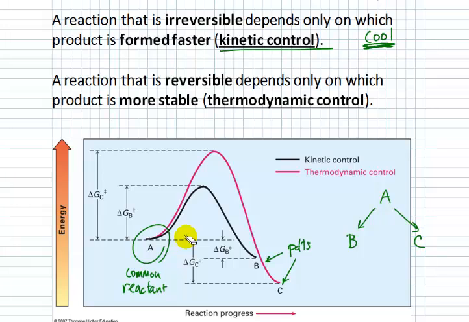Thermodynamic control is where we provide plenty of energy. If we heat a reaction, it can get over all of these barriers. The barriers are no longer the issue. Okay? We'll have access to all of these states, to A, to B, to C, and we'll have a product ratio consistent with those differences in energy, where C, the lowest in energy one, will be the one that's favored.